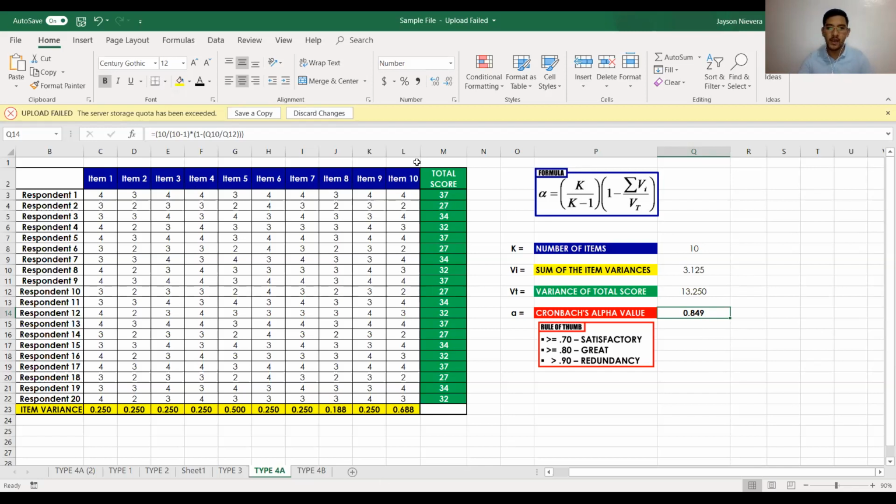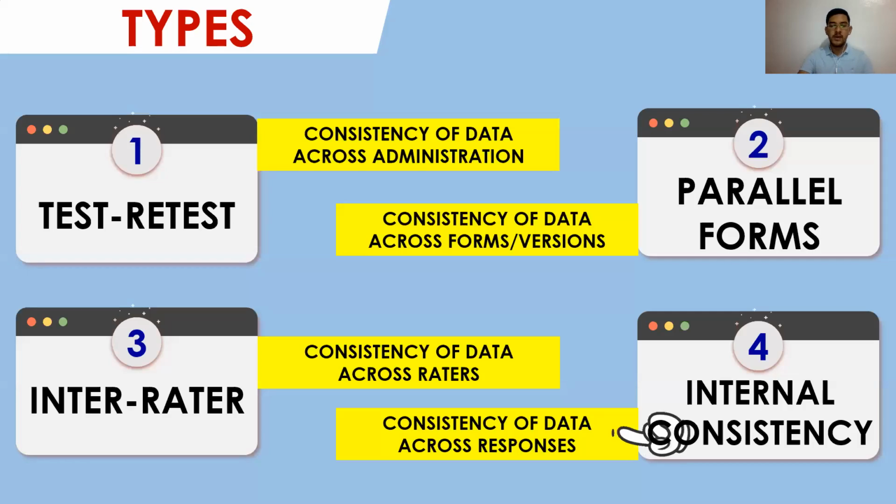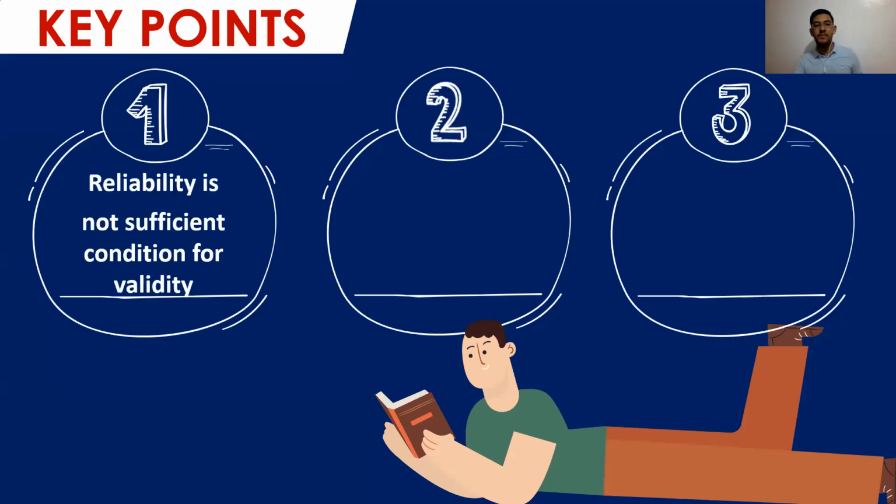Okay? Now, I'll share again my screen before I end. Here are the key points. Number 1, reliability is not a sufficient condition for validity. Hindi porket reliable ang questionnaire mo, valid na. Ulitin ko po yan ha. Kailangan, you have to make sure na valid at reliable yung instrument.